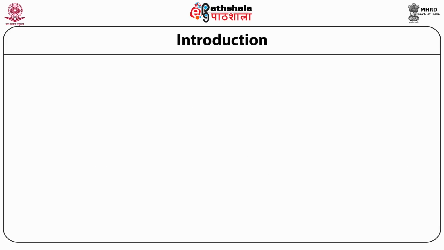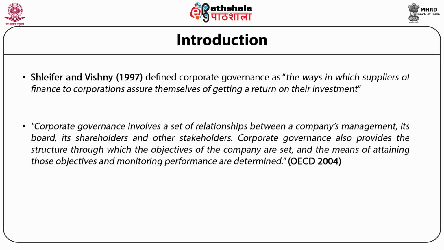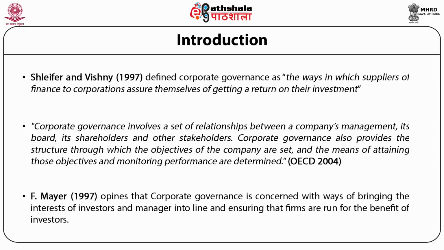Definitions of corporate governance. Shleifer and Vishny defined corporate governance as the ways in which the suppliers of finance to corporations assure themselves of getting a return on their investment. Corporate governance involves a set of relationships between a company's management, its board, its shareholders, and other stakeholders. Corporate governance also provides the structure through which the objectives of the company are set and the means of attaining those objectives and monitoring performance are determined. F. Meyer opines that corporate governance is concerned with ways of bringing the interests of investors and managers into line and ensuring that firms are run for the benefit of investors.